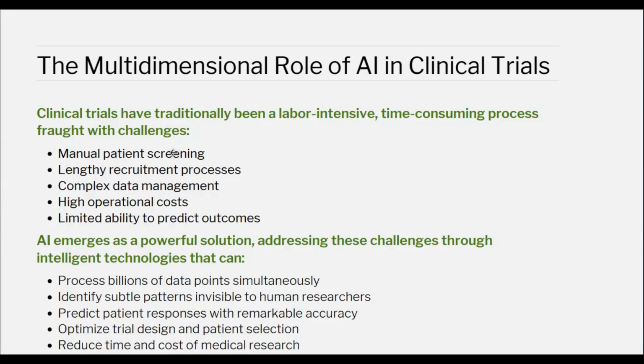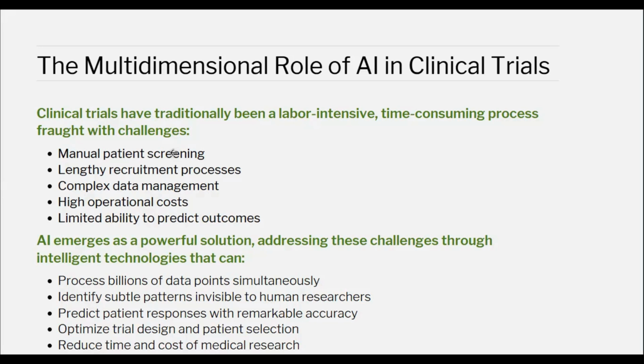So when we are doing patient screening manually, it takes a lot of time, even months and years. Fine. So the manual patient screening means a lengthy recruitment process, recruitment meaning patient recruitment or volunteer recruitment. And if we talk about data management, there are thousands of people with thousands of data. Fine. So it's very complicated to analyze all those data manually.